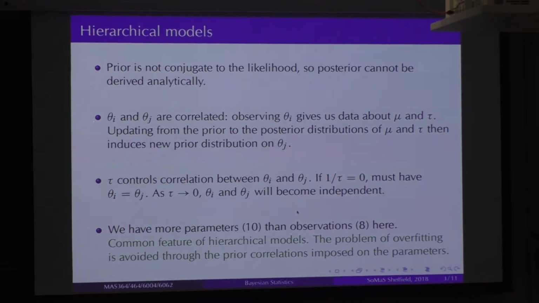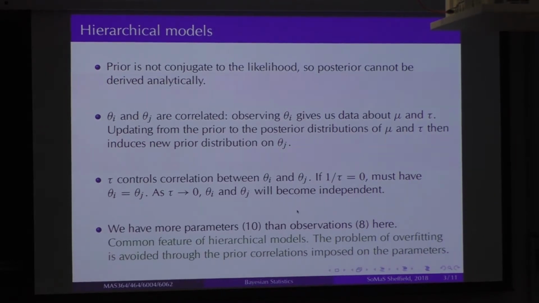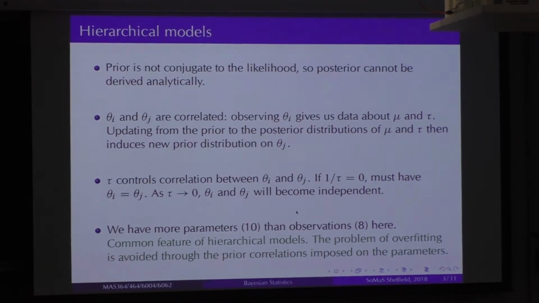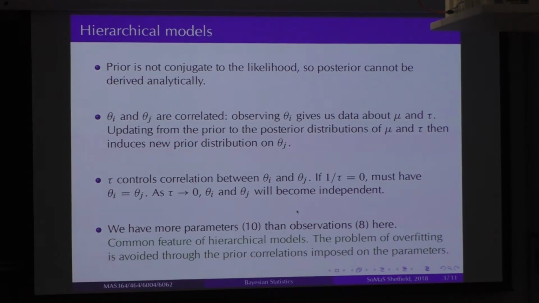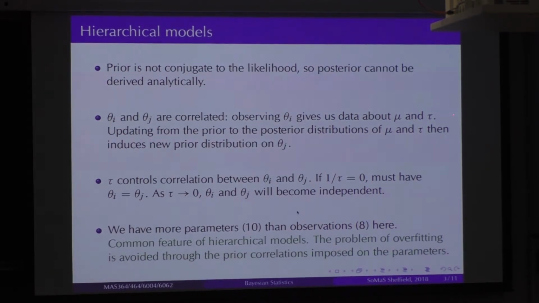This is the key. Now, each one of the effects is correlated. They are conditionally independent in our model, but when we put all the distributions together, they are not independent anymore. They are correlated. Okay? So information about theta i gives us information about mu and tau, and then mu and tau will define the distribution of the individual theta j's. Okay?